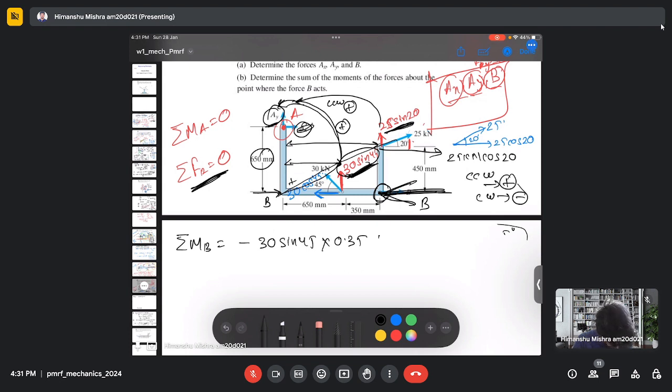So minus AY 1, and then there is a 25 cos 20, which is creating a clockwise again. So it is 25 cos 20.45, and then there will be AX.